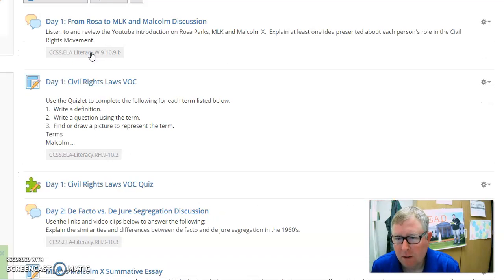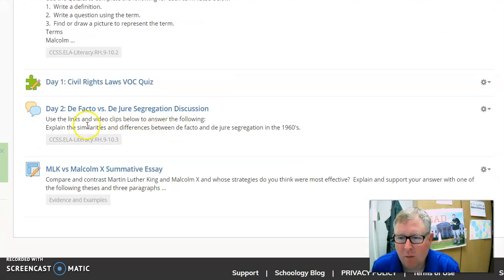Week 9 is going to be focused on the beginning of the civil rights movement. We're going to start by looking at some of the big leaders of the civil rights movement. There's a vocabulary assignment focused on some civil rights laws and information. Then we'll get into a little discussion the second day about the difference between de facto and de jure segregation, which sets up the argument of the differences between Martin Luther King and Malcolm X. We will have a pair deck that will be teacher-led, focusing on some of the differences between these two leaders, which then ultimately will lead to your writing of this summative essay.